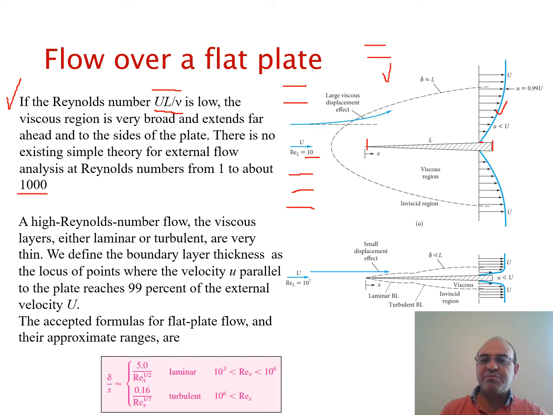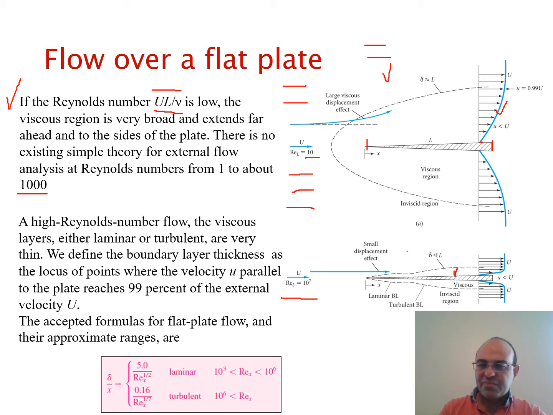It doesn't mean that these kinds of problems have no solution or cannot be dealt with. It means that more work is needed. For instance, the equations should be solved numerically for these cases. On the other hand, for most applications, the Reynolds number is actually high. At a high Reynolds number, the viscous layers, either laminar or turbulent, are very thin. If the Reynolds number is high, a high velocity flow approaches the plate, and only very near the surface are the viscous effects present.